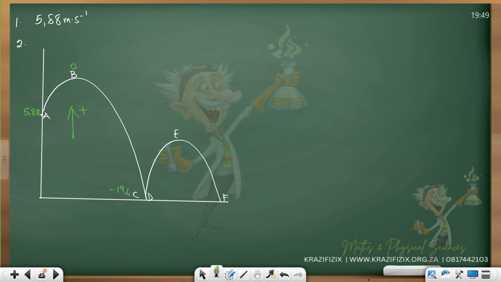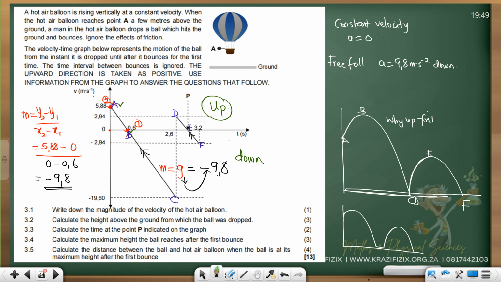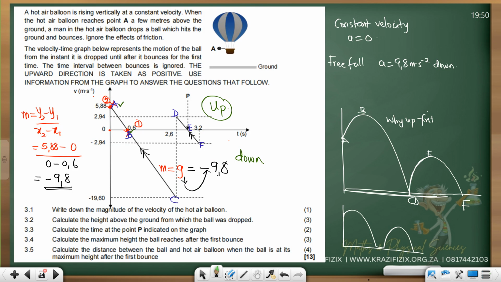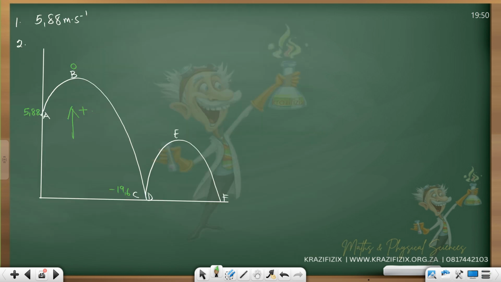Good learners, what are we looking for? Talk to me. The height above the ground from which the ball was dropped. Height above the ground. Please use letters to tell me which height we are calculating. A to B, B to C, A to C. Take you back to the question. If you don't get this one right, we cannot calculate. Calculate the height above the ground from which the ball was dropped. You get the question? A to B, B to C, A to C.